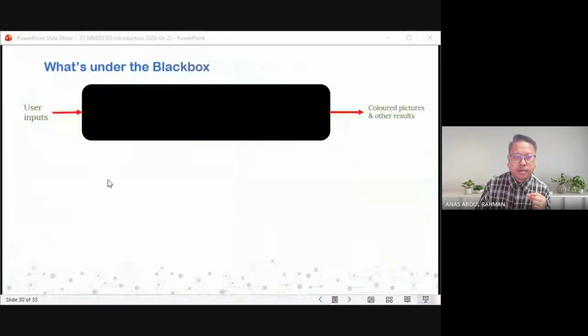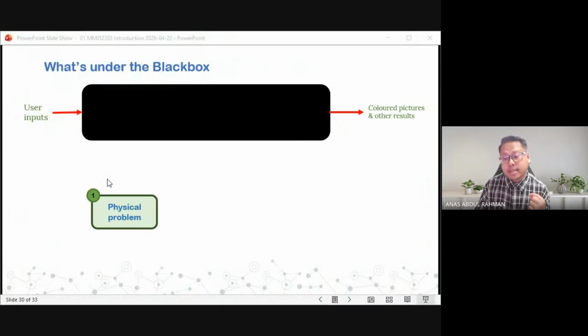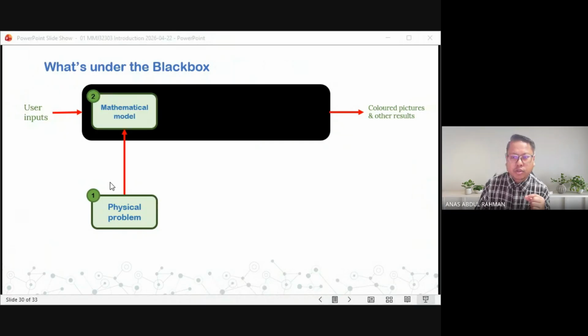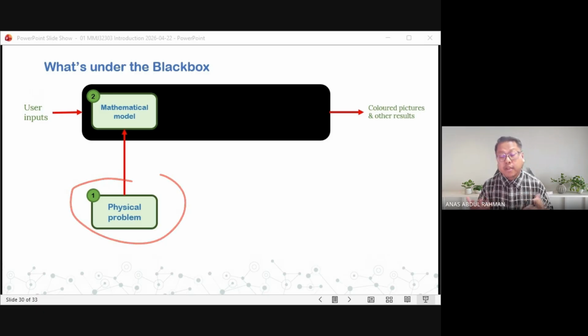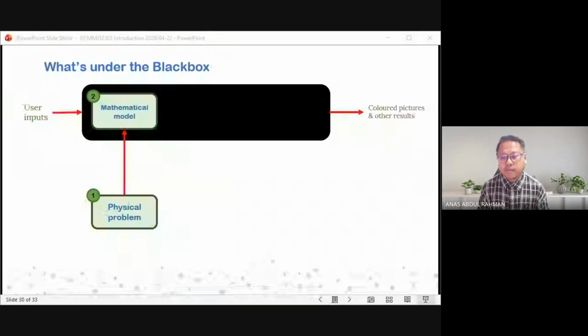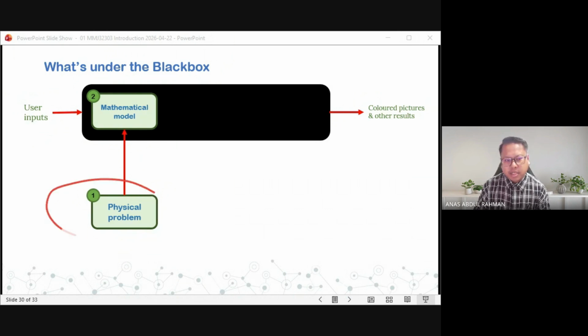Okay, so we need to understand that in the black box, the physical problem means the real phenomena that we are trying to investigate or to understand. So let's take one simple example, the aerodynamics of a car. If you are designing a supercar, you want the drag to be as low as possible, for example. That's the physical problem that you want to investigate or to solve.